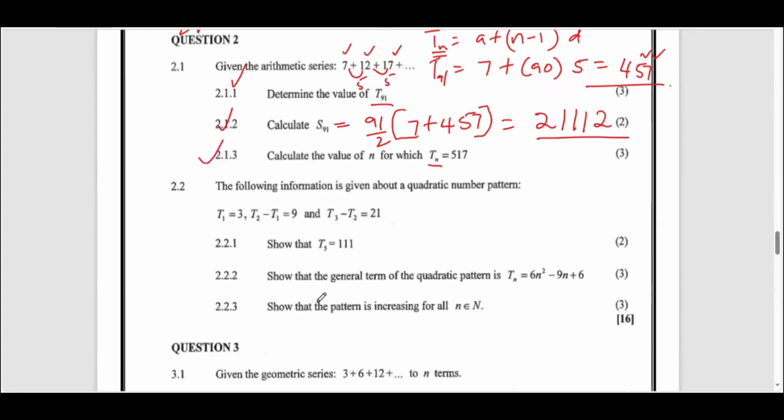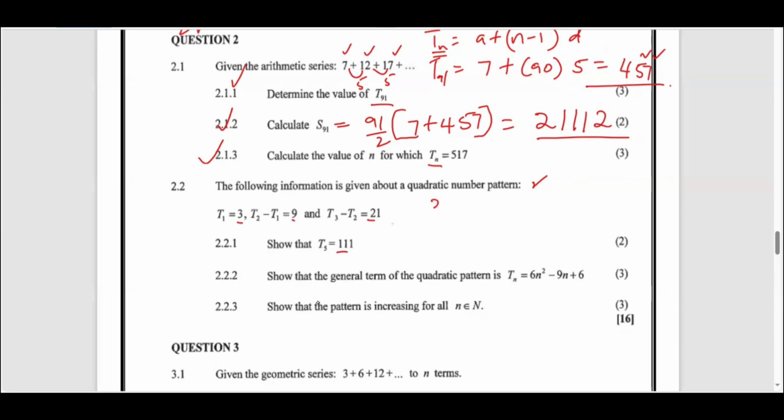The following information is given about a quadratic pattern. T1 is 3. T2 minus T1 is 9. T3 minus T2 is 21. Can we show that T5 is 111?